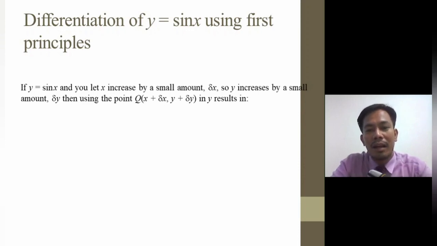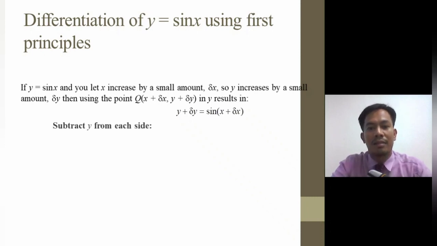If we consider this point Q, then y equals sine x will become y plus increment of y, and the angle x will be x plus increment of x. So y plus increment of y is equal to sine of the angle x plus increment of x. Thus, if we subtract y from both sides, it will become increment of y is equal to sine of the angle x plus increment of x minus y.